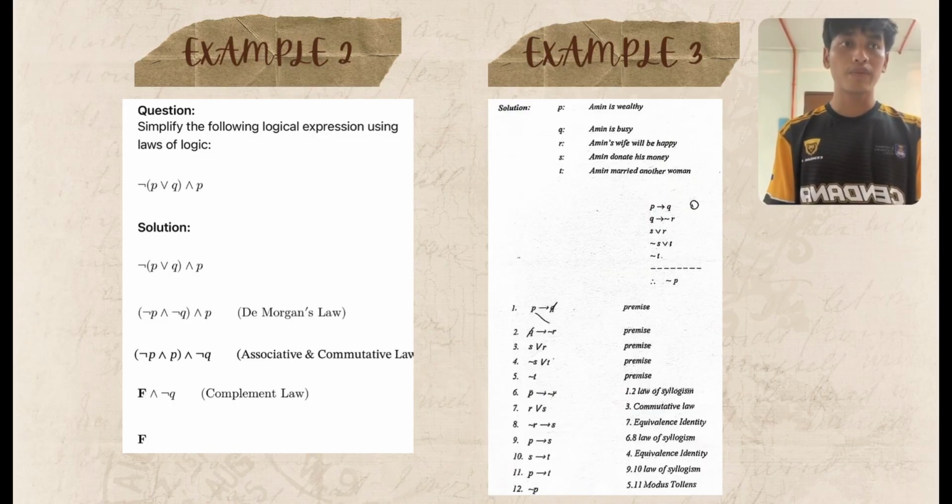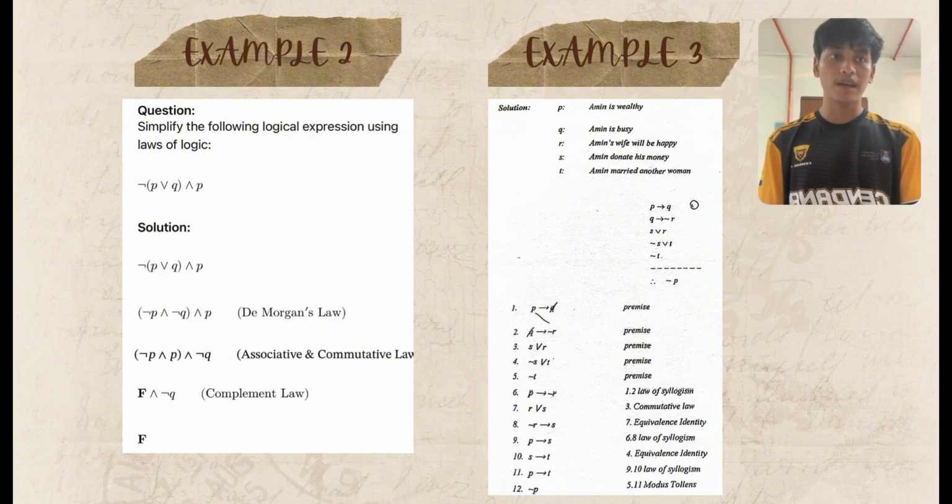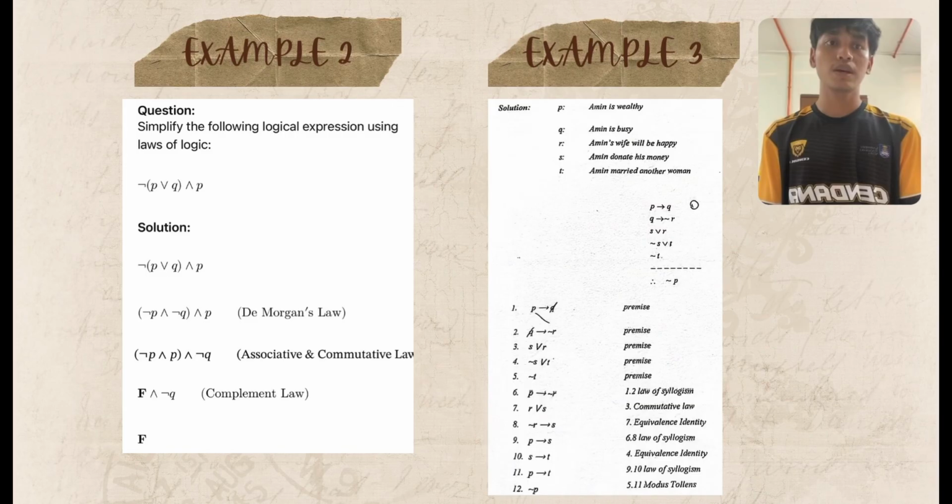And then from 4, we use the equivalence identity because S implies T. And then from 9 and 10, we use the law of syllogism, which states that P implies T. And then we got the conclusion using 5 and 11, we use modus tollens, we got negation P.